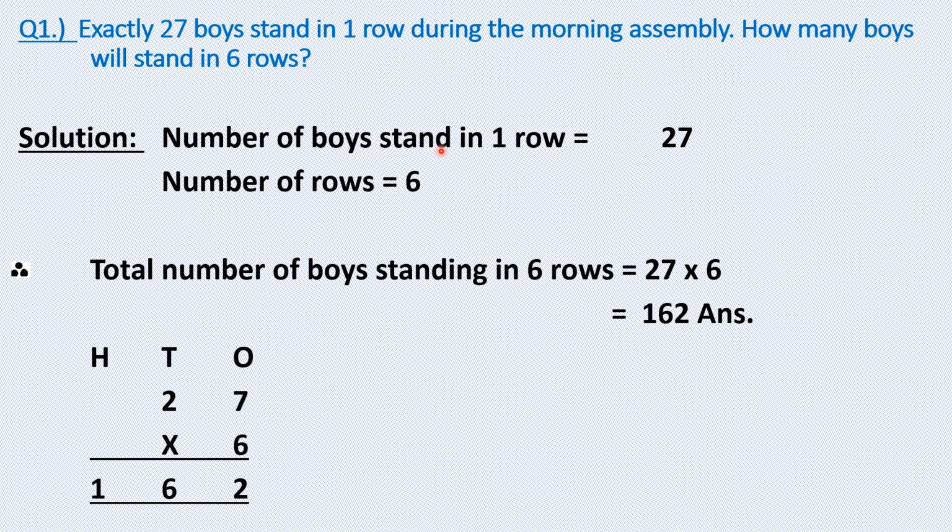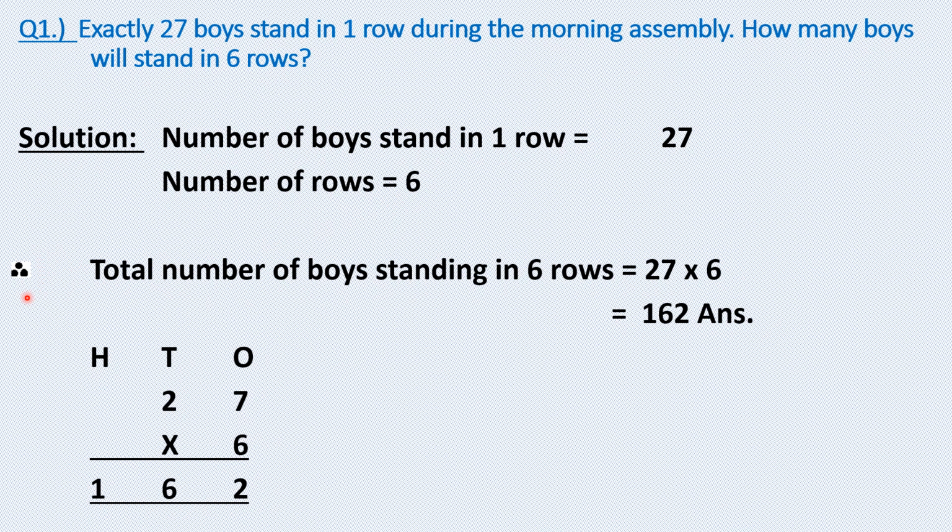Number of boys standing in one row. So in one line how many boys are standing? You may see here 27 boys, na? In one line 27 boys. So you write here 27. And now number of rows. How many lines are there? How many rows are there? 6 rows. So you write here 6 rows.